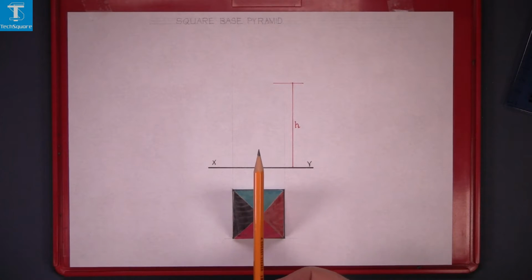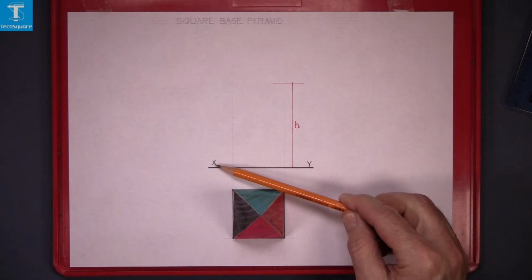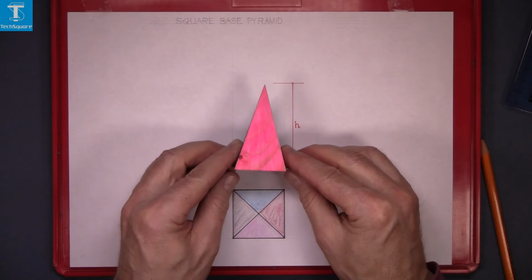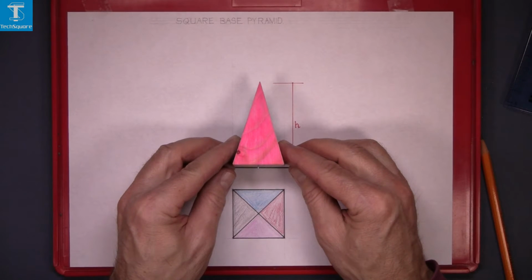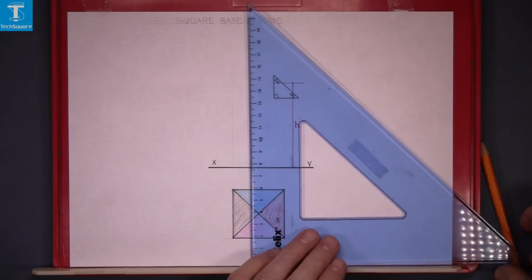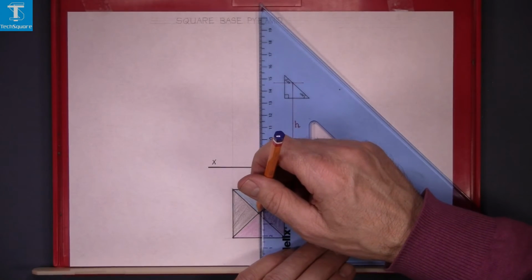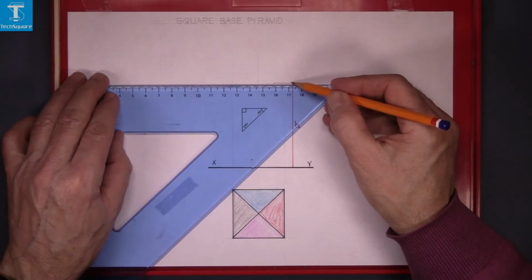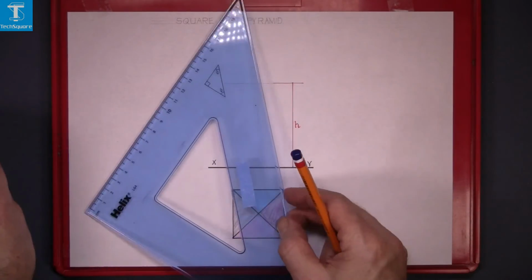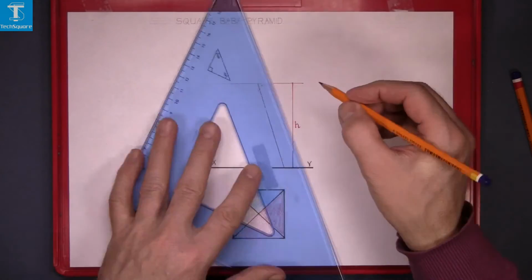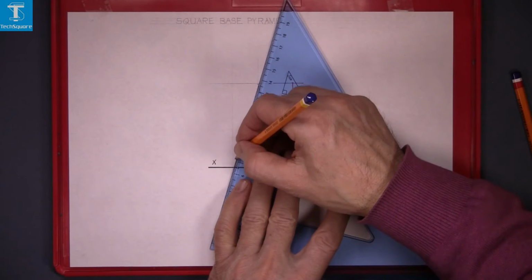Now we're given an XY line, so we look at 90 degrees to the XY line, and we want to get what it looks like on this XY line. So this here is what it will look like. That's the elevation now. So project the points from the plan up. That's the apex, so it goes up to the top of the height line. Now we join that to the 2 corners at the XY line, and that gives you the elevation complete.